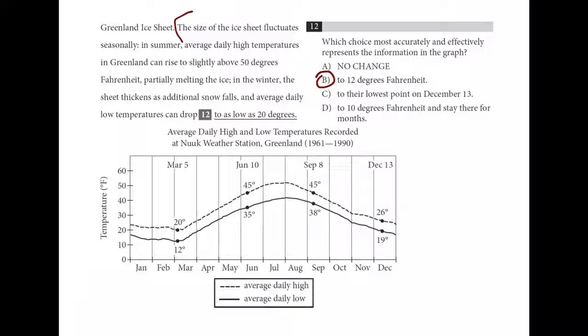Number 12. Which choice most accurately and effectively represents the information in the graph? The size of the ice sheet fluctuates seasonally. In summer, average daily high temperatures in Greenland can rise to slightly above 50 degrees Fahrenheit, partially melting the ice. In the winter, the sheet thickens as additional snow falls, and average daily low temperatures can drop to 12 degrees Fahrenheit, which is evidenced here in the graph. That's the lowest point.